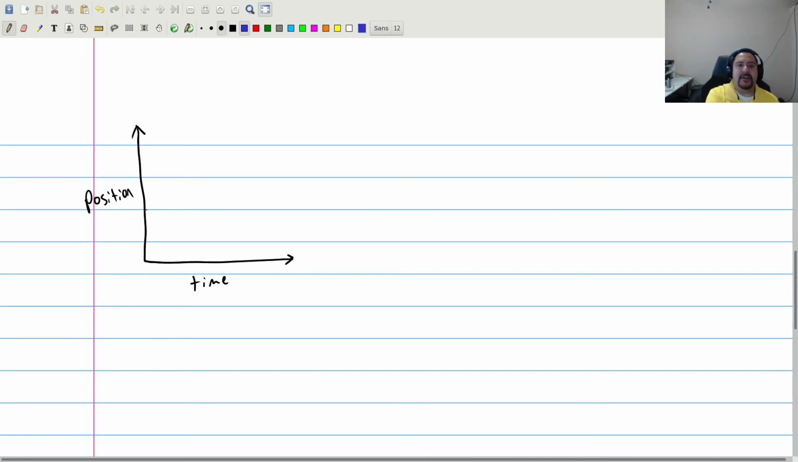So that means it doesn't matter what time we have in the clip. I think it was about 5 seconds long. 1, 2, 3, 4, 5 seconds. It stays at the same position. If it starts right here, it continues at the same position. So this would be what we call a constant position object. And when you have a constant position, your position is not changing, which means you get a horizontal line on this kind of graph.